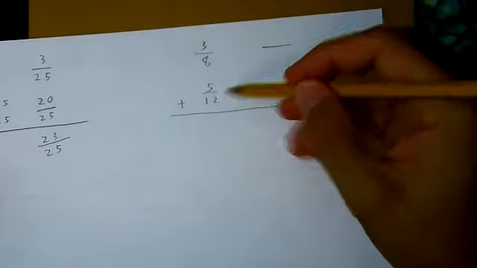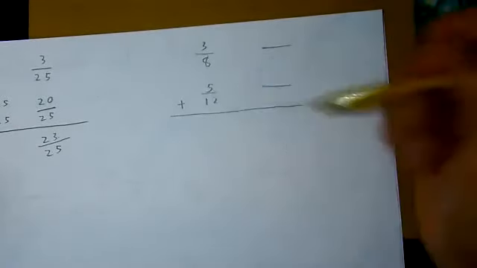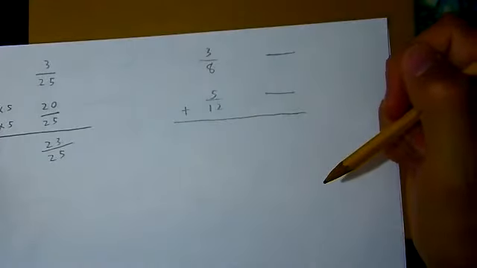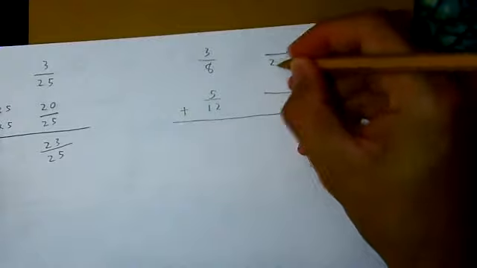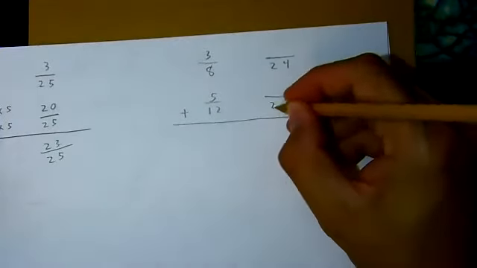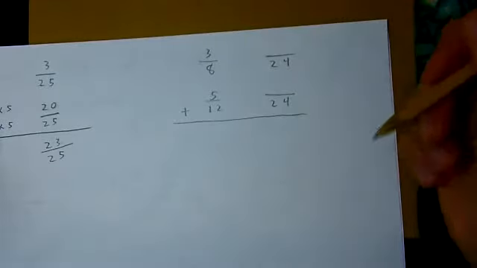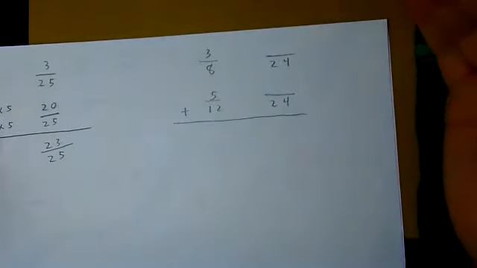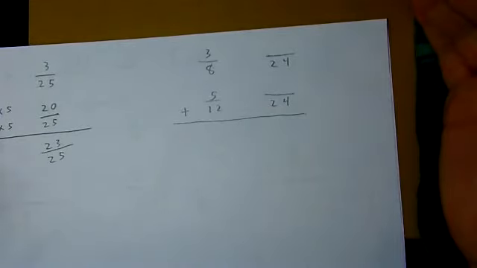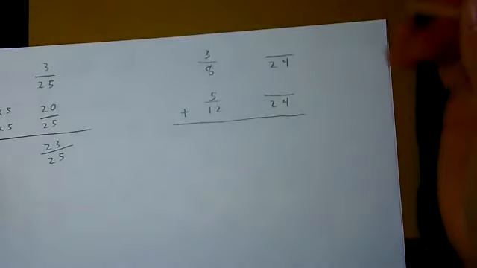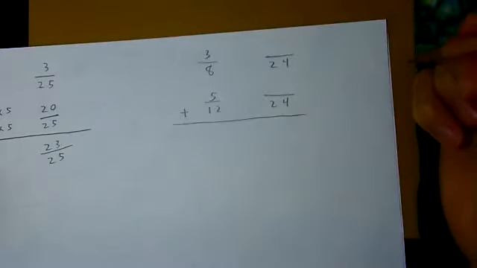So if you know your times tables, you know that 2 times 12 is 24, and 3 times 8 is 24. So the least common denominator for these two denominators is 24. Now, if you don't realize that and you use something like 48, that will still work. 72 will work, and then of course 96 will work. But 24 is the easiest route.